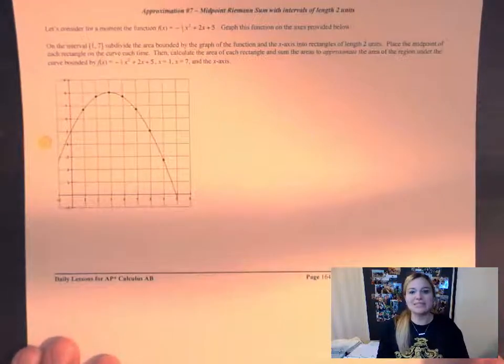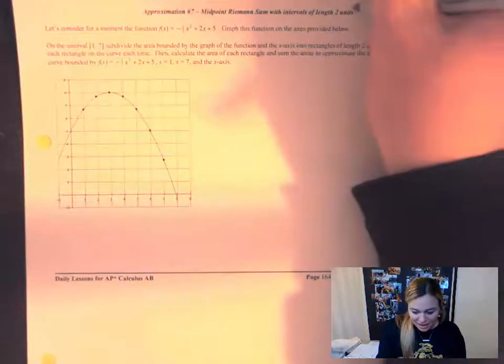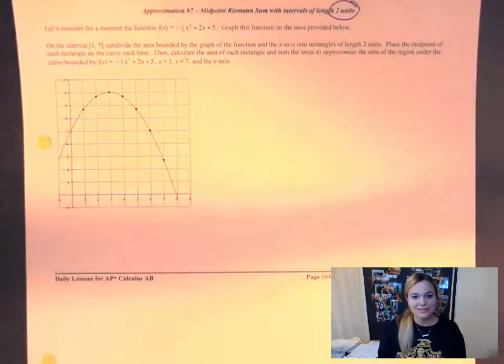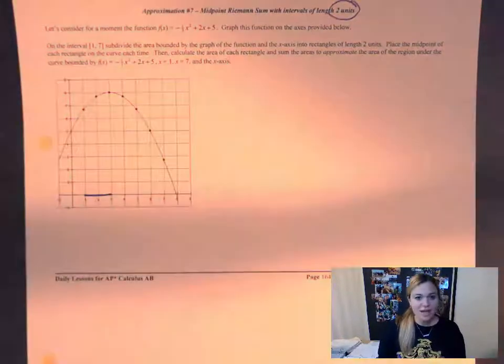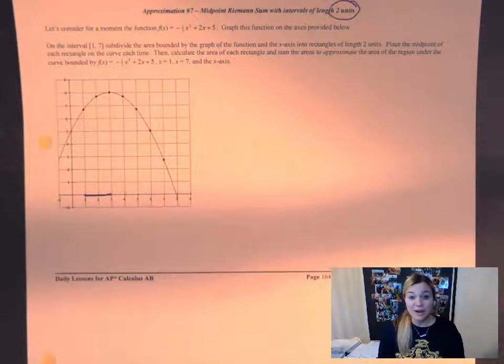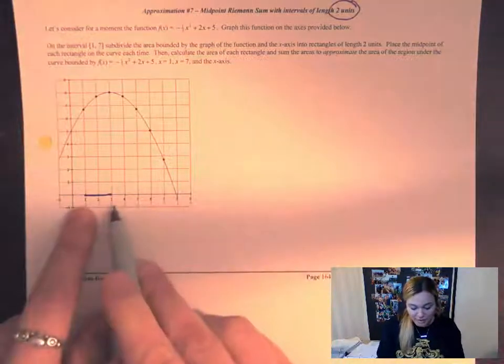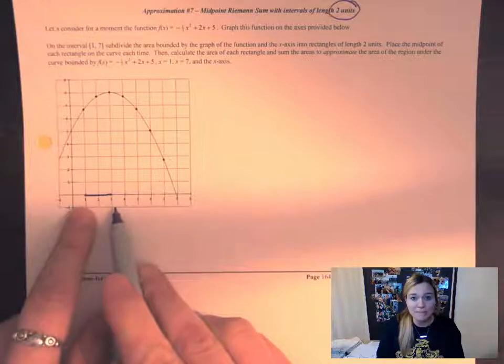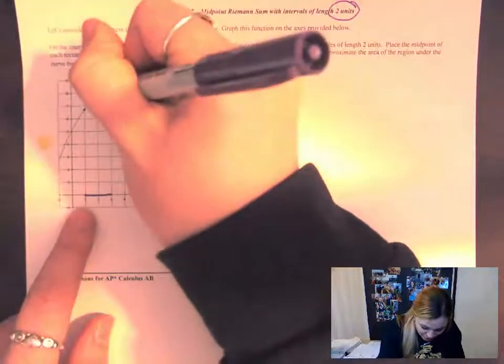What about if we did a midpoint Riemann sum? What is a midpoint Riemann sum? It has a length of 2 units. I'm going 2 units here. When you're talking about the height of a rectangle, you should be looking at whatever this middle value is. So if my rectangle is from x equals 1 to x equals 3, my height is going to be at x equals 2. So the middle of my rectangle is right here.